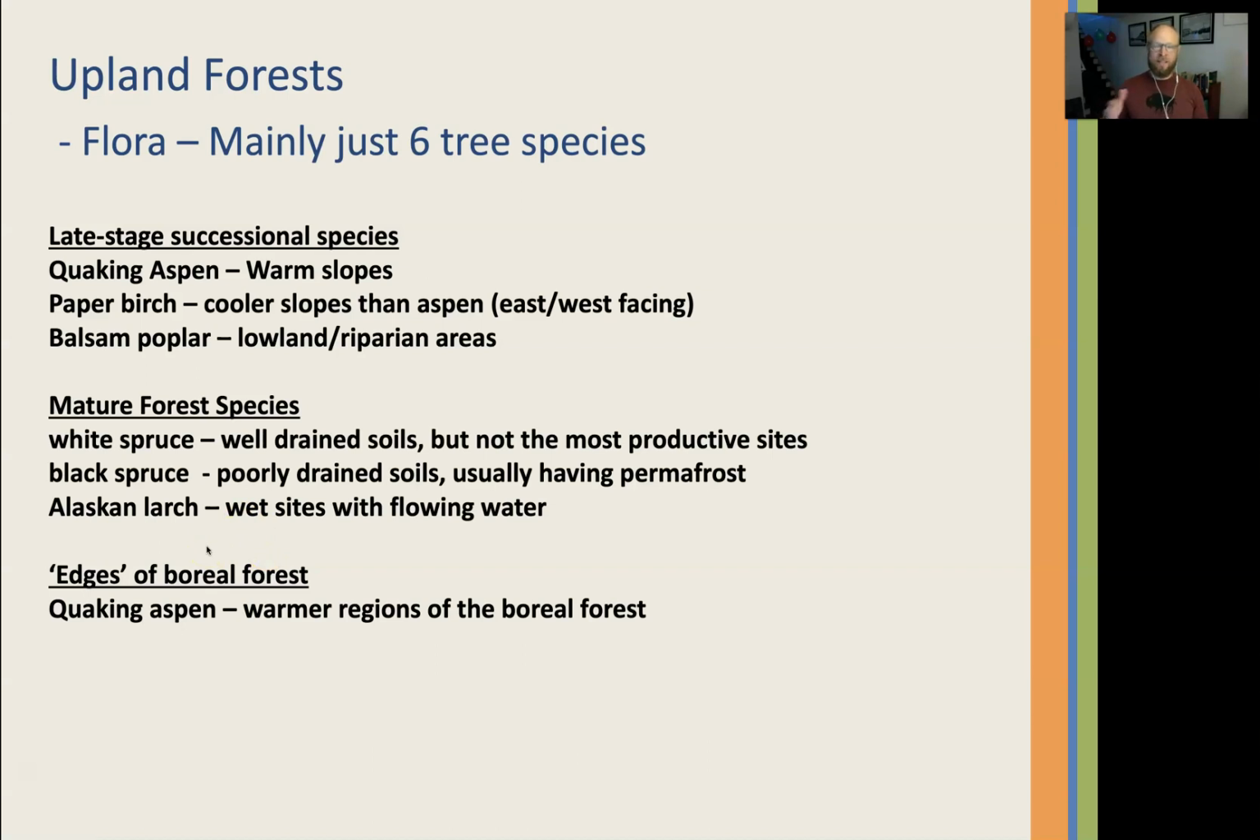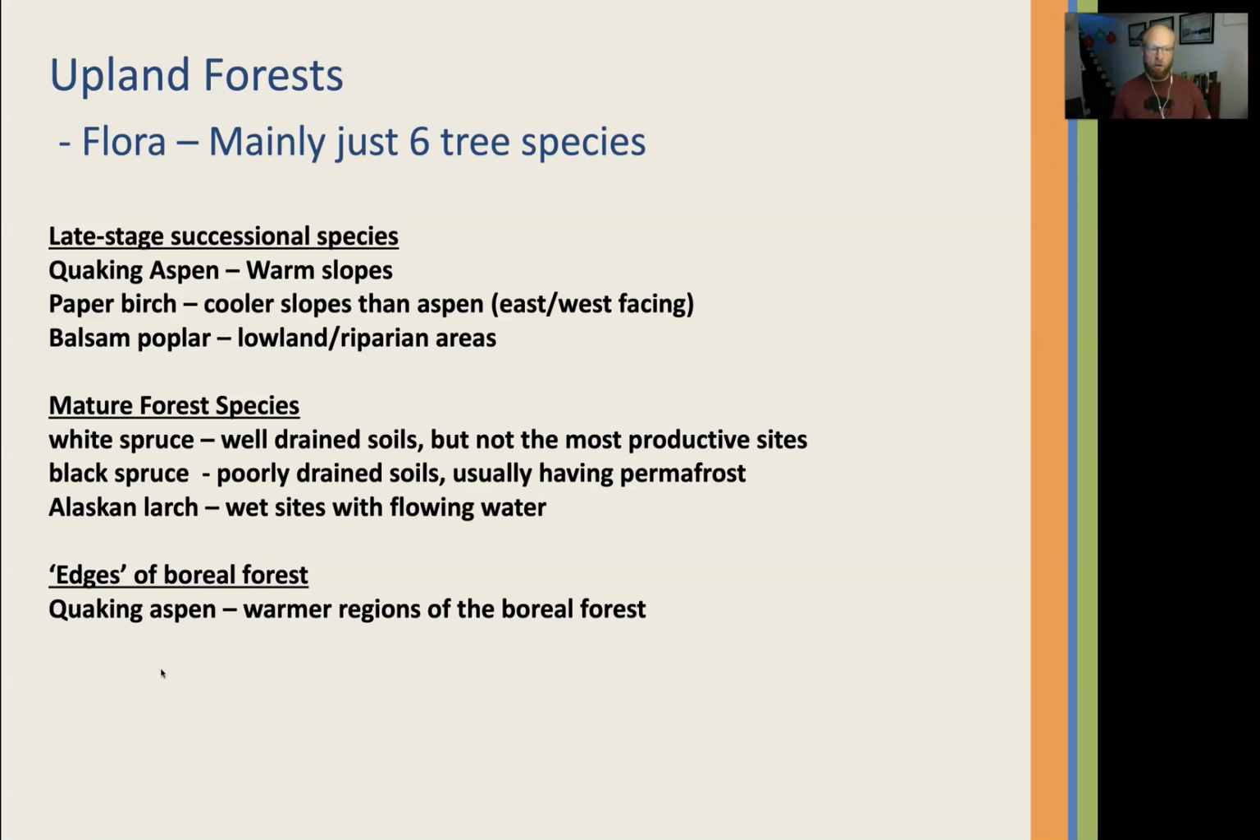So especially in Alaska, near the fjords and the waterways is where Alaskan larch dominates. And as you move inland, you don't have as much Alaskan larch. And basically anywhere that's warm enough, you're going to have quaking aspen dominating, much like we do in the Rockies here. The interesting thing is that we've got pretty much 6 tree species that dominate the boreal forest.